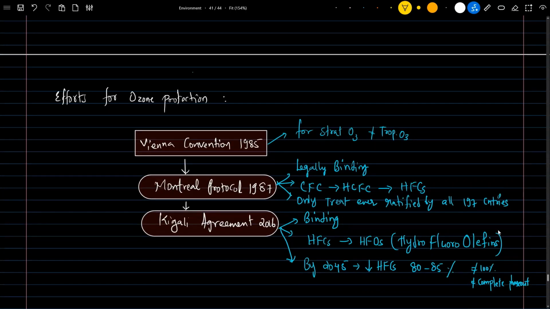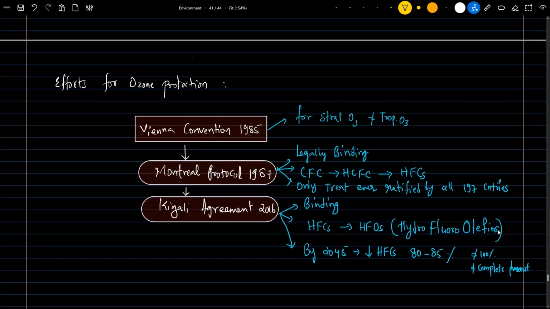So now let's understand some of the conventions related to ozone protection. What are the efforts for ozone protection? One is the Vienna Convention. The Vienna Convention 1985 took place. It is related to stratospheric ozone, not tropospheric ozone, because the Vienna Convention 1985 took place for the protection of stratospheric ozone. Under it, the Montreal Protocol was formulated in 1987.